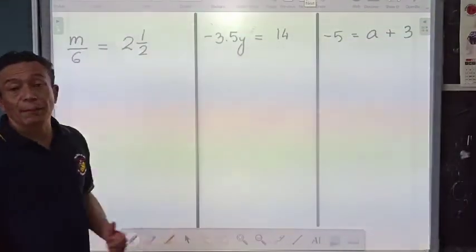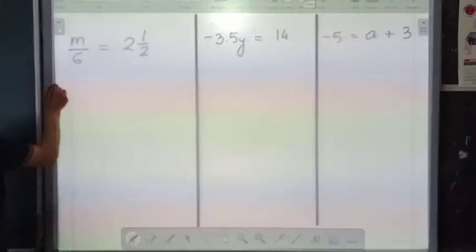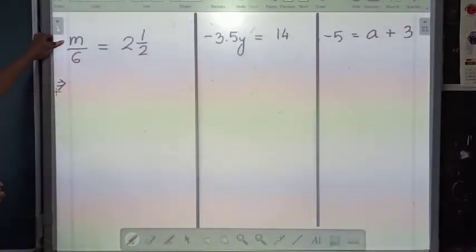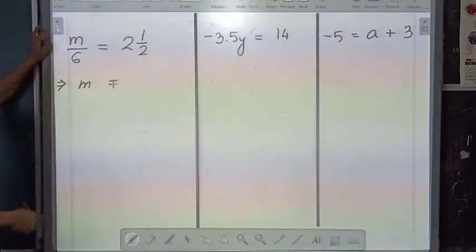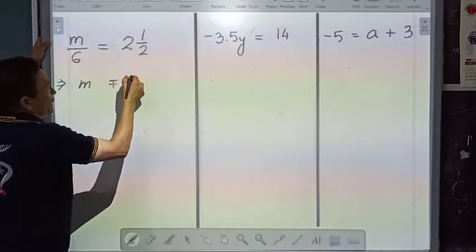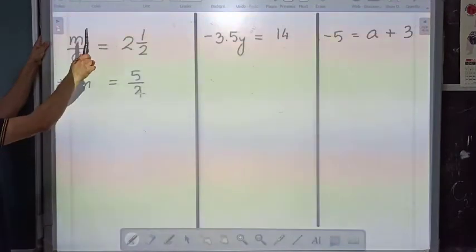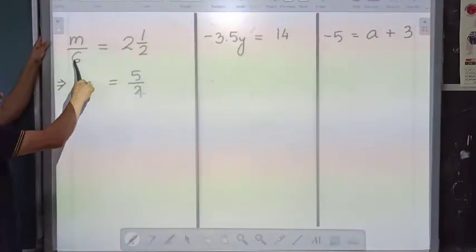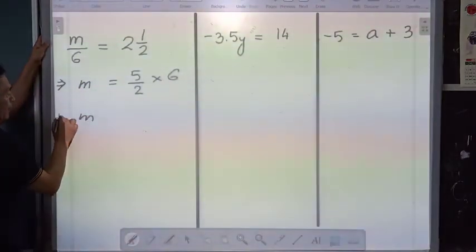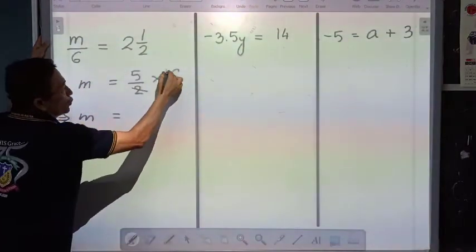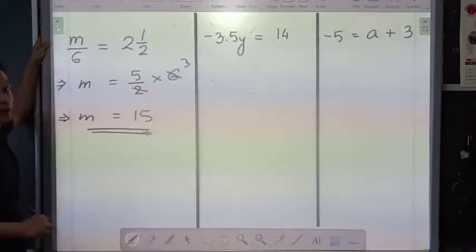Moving to another sum. I've got 3 different sums here. Let's take the first one. I have to find the value of m here. So m will be equal to, now I've got a fraction on the other side, so I can convert that. That will be 5 by 2. Now I'm moving this 6 to the other side, which means 6 is dividing, it will go and multiply. Then m will be equal to 2 3s are 6, so 5 3s are 15. So this is how I find the value.